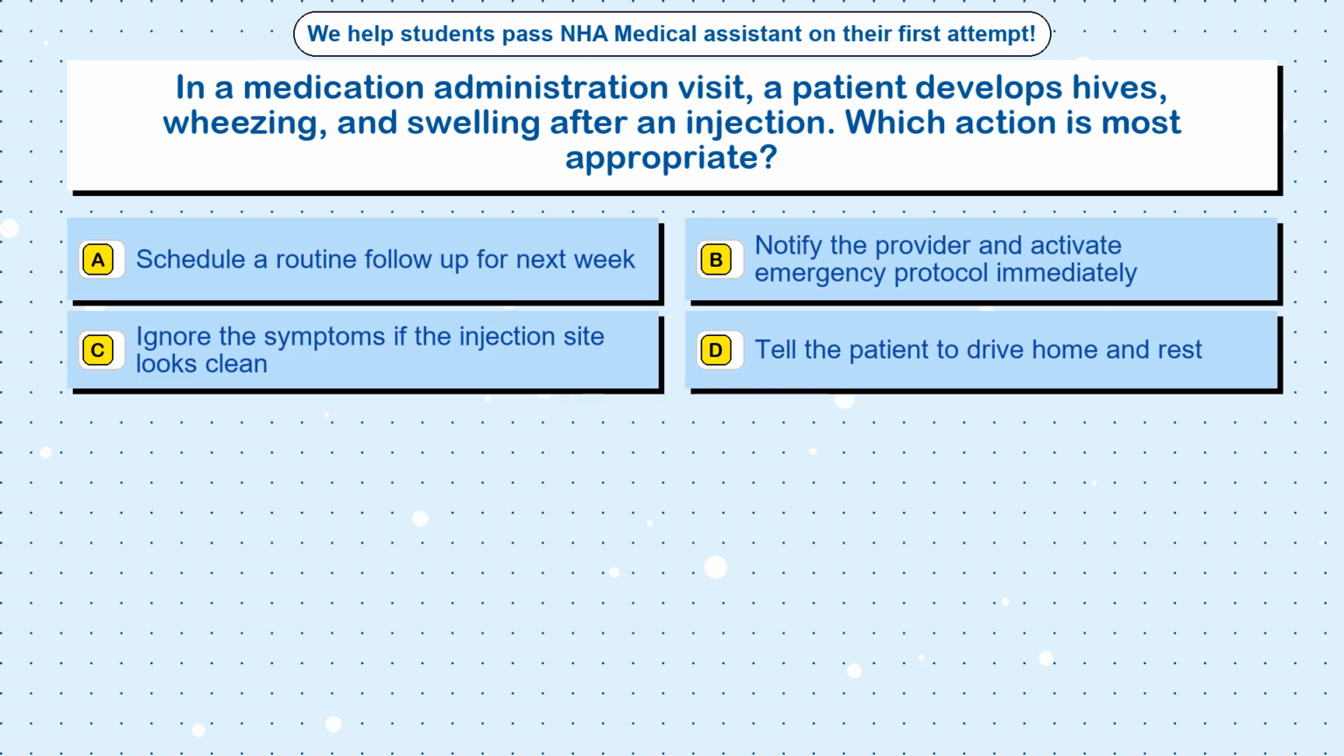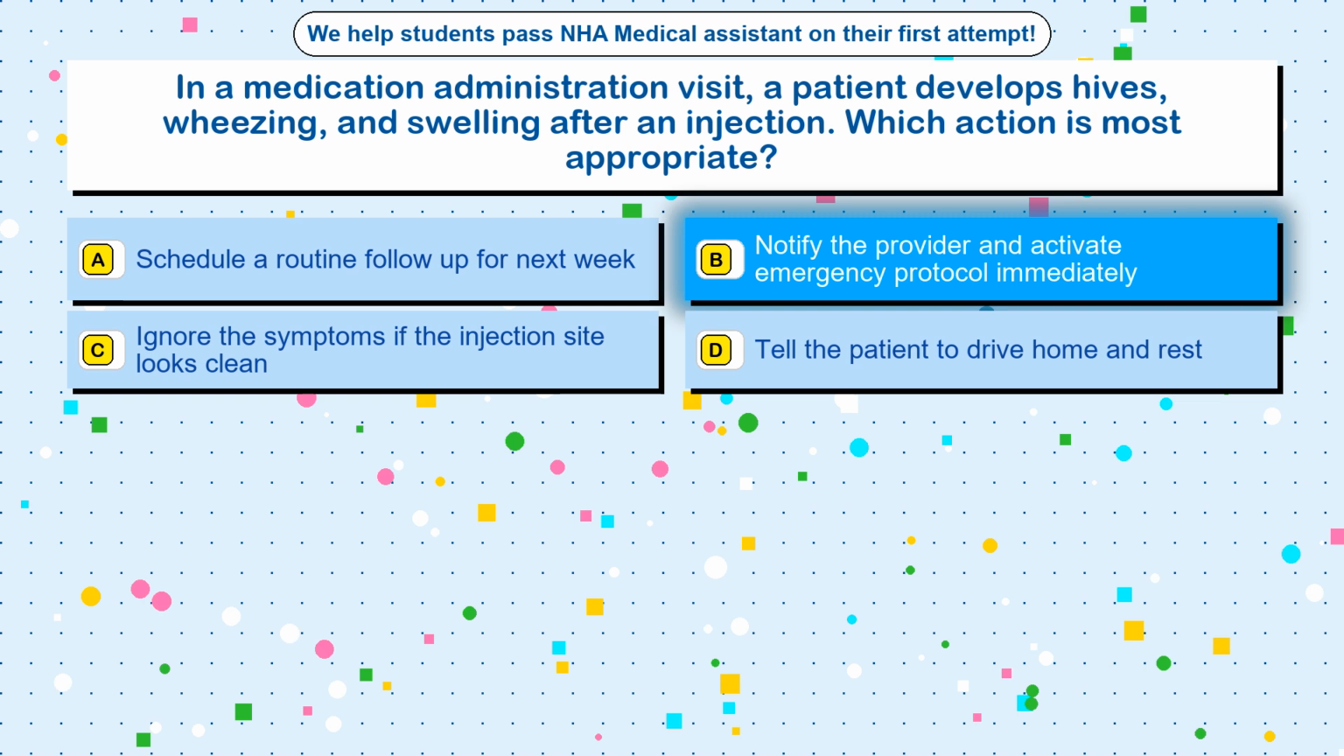Question 84. In a medication administration visit, a patient develops hives, wheezing, and swelling after an injection. Which action is most appropriate? Option A, schedule a routine follow-up for next week. Option B, notify the provider and activate emergency protocol immediately. Option C, ignore the symptoms if the injection site looks clean. Option D, tell the patient to drive home and rest.